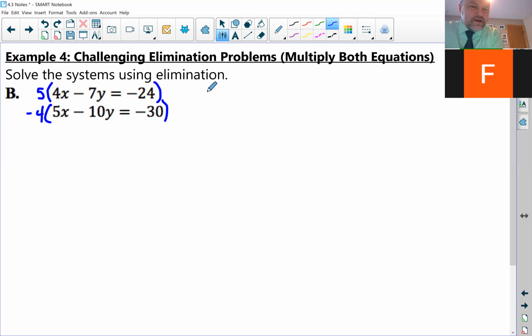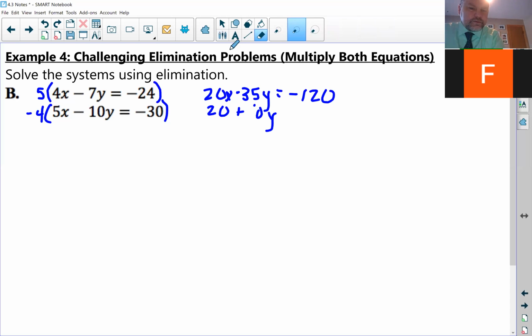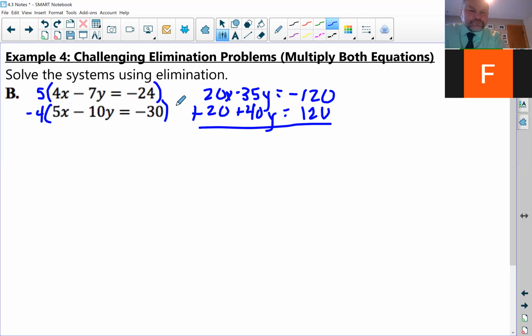So if I multiply everything by 5, I get 20x minus 35y, excuse me, equals -120. And in this case, 20x plus 40y equals 120. Add. Forgot my x again. There we go.